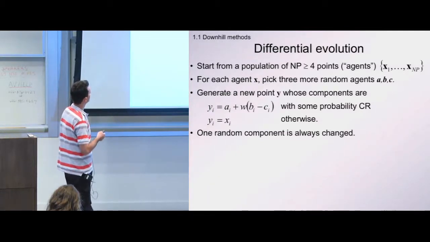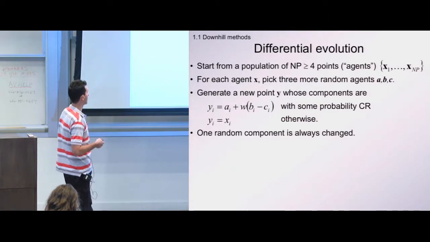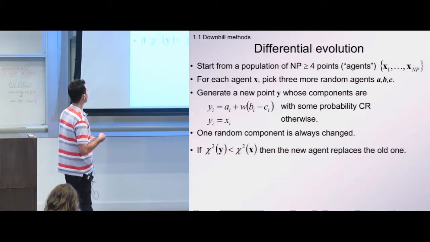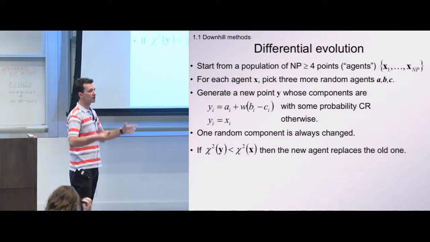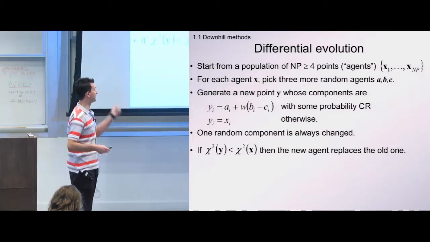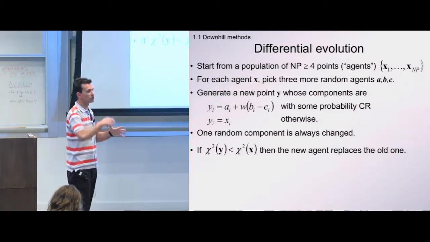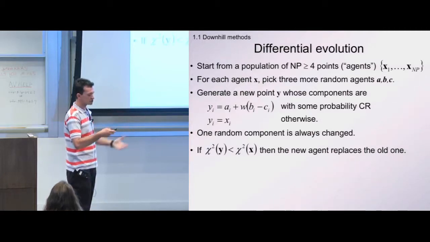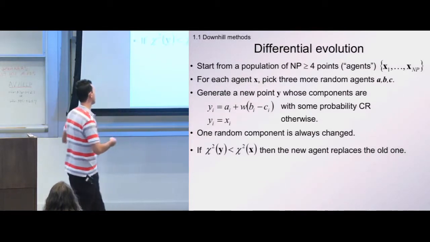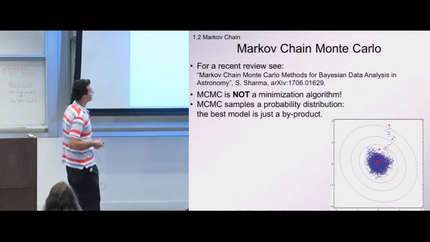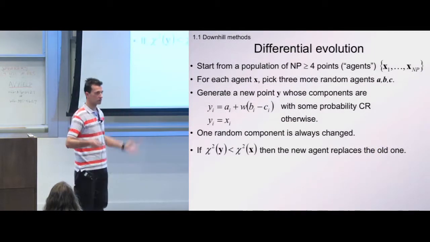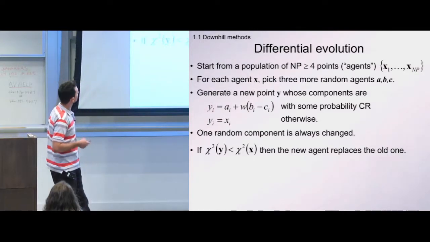You mix the coordinates of these agents, and so you get a proposal, a candidate new agent y. Once you have the candidate new agent, if the chi-square is improved, then the new agent replaces the old one. So at each step in the evolution, some of the agents will be improved by this method. Some of the agents will not be improved, so they will be kept fixed. At each step, your population evolves, and of course, it will evolve towards lower chi-square. And this is a way also to explore a region of the parameter space.